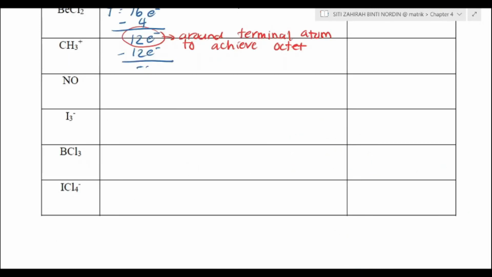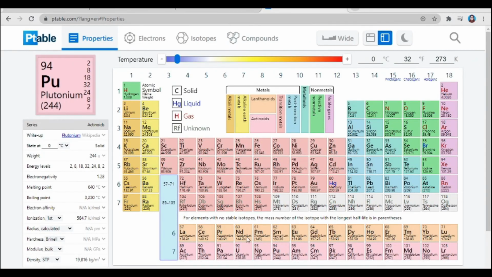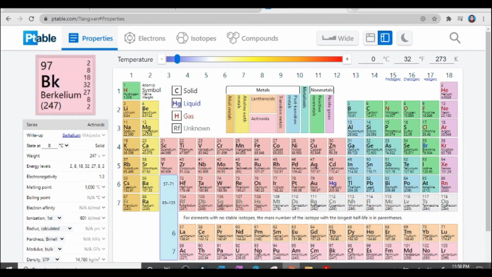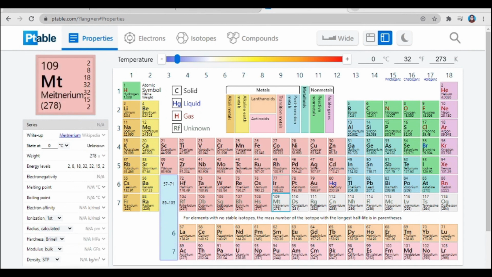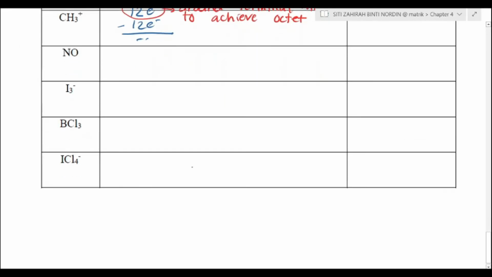The second molecule is CH3 plus. But before that, class, I want you to print out this periodic table by yourself because we're going to refer to their group to know their valence electrons. Please be aware that this periodic table will not be given in the examination, okay? So you have to remember it by now.